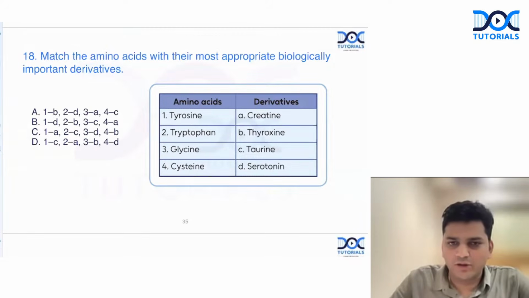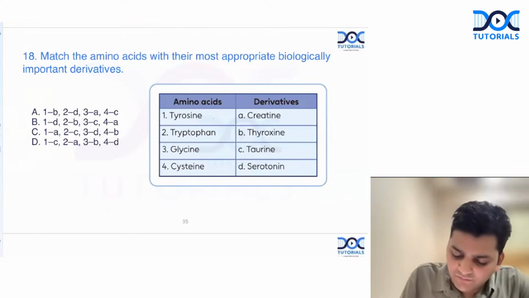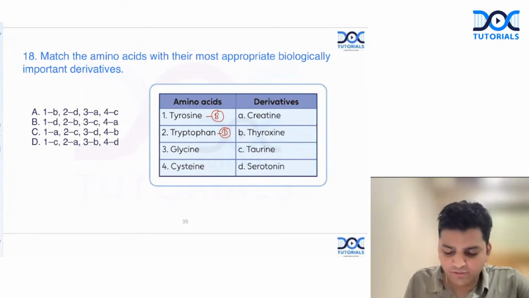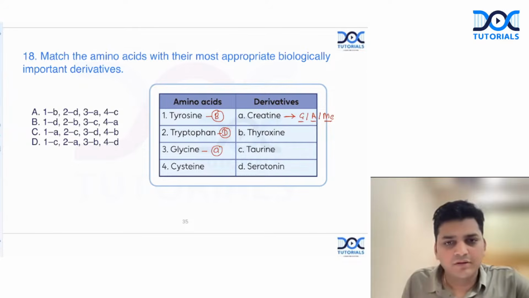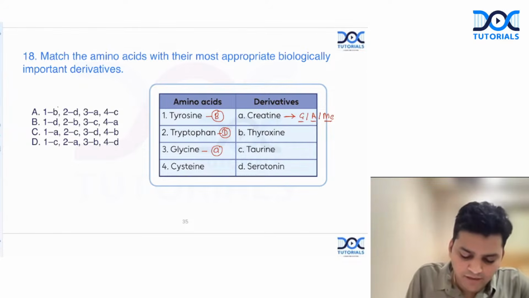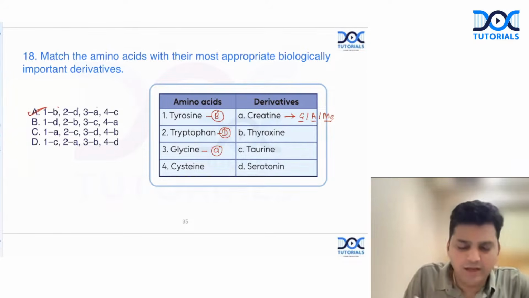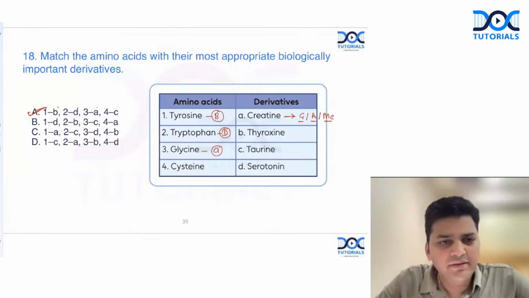What is the special molecule? Tyrosine is making the thyroid hormone. Tryptophan is making the serotonin. The first is B, second is going to be D. The glycine is helping in the synthesis of creatine. Actually, creatine is made up of 3 amino acids. If you remember, GAME: glycine, arginine, methionine. So B, D, A. I got my answer. B, D, A.